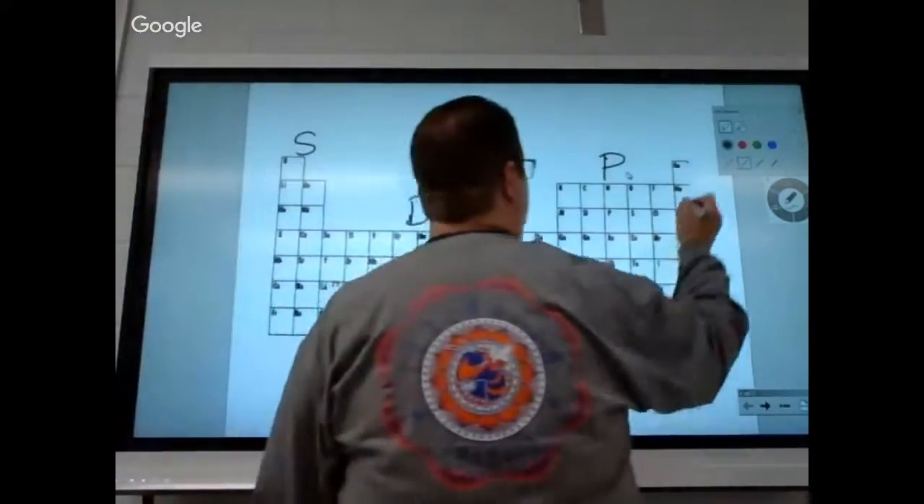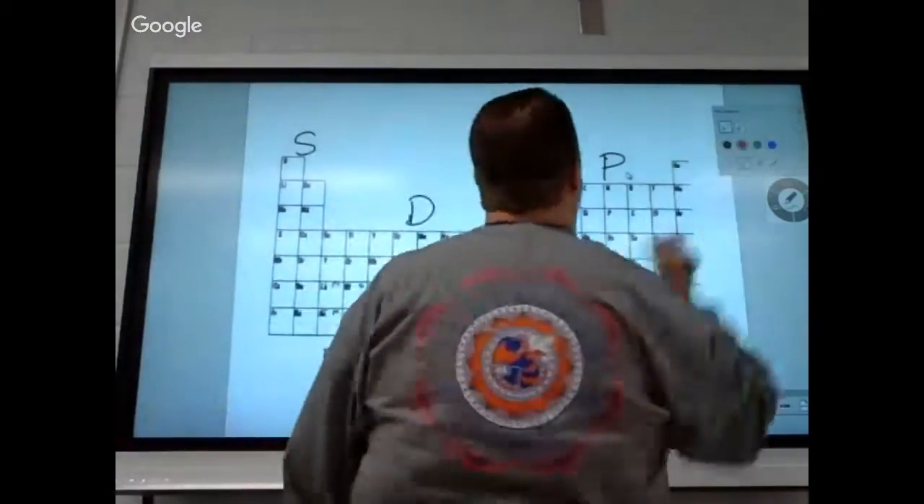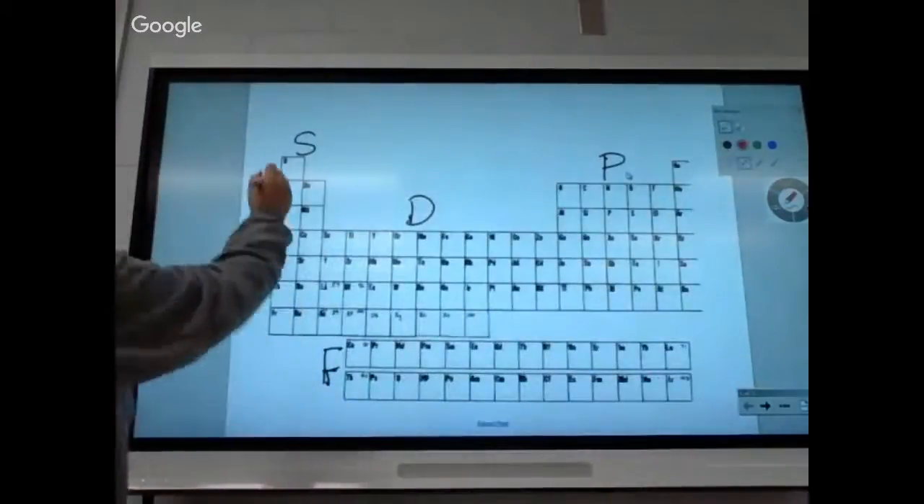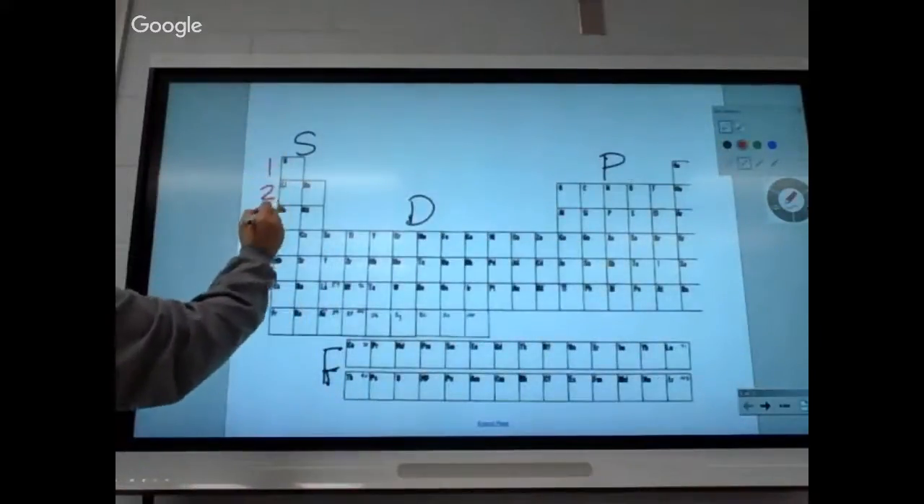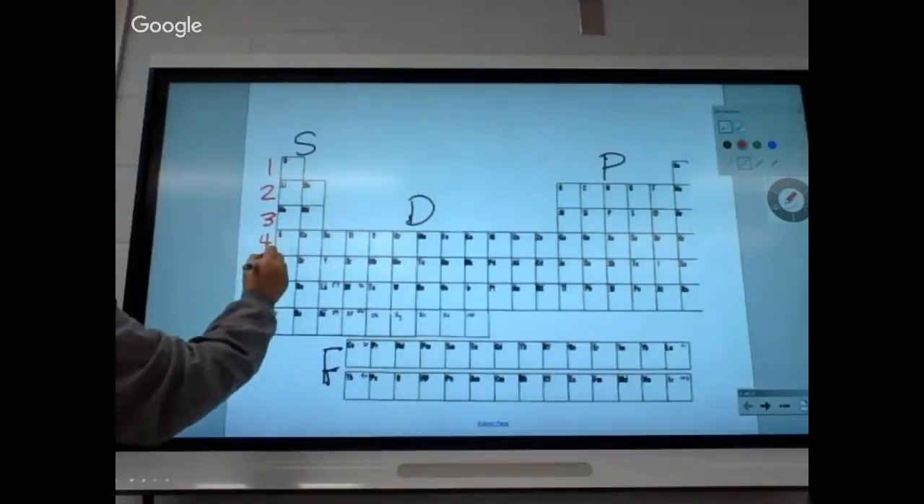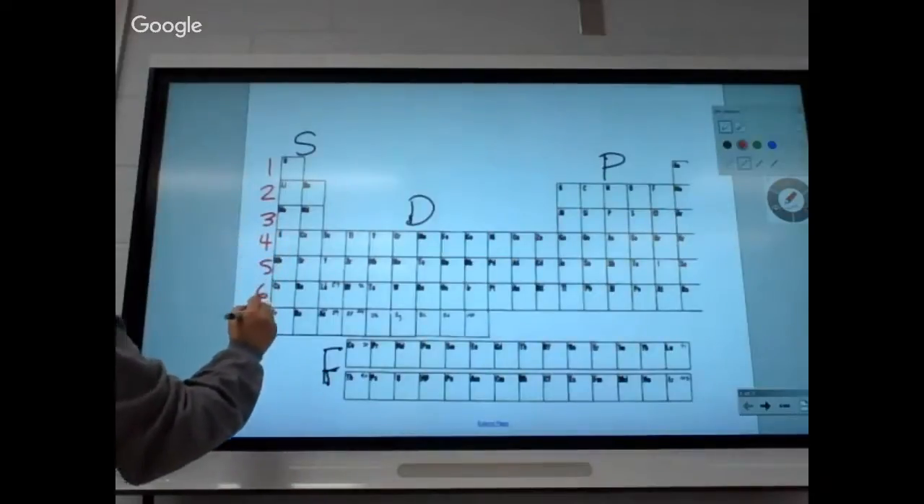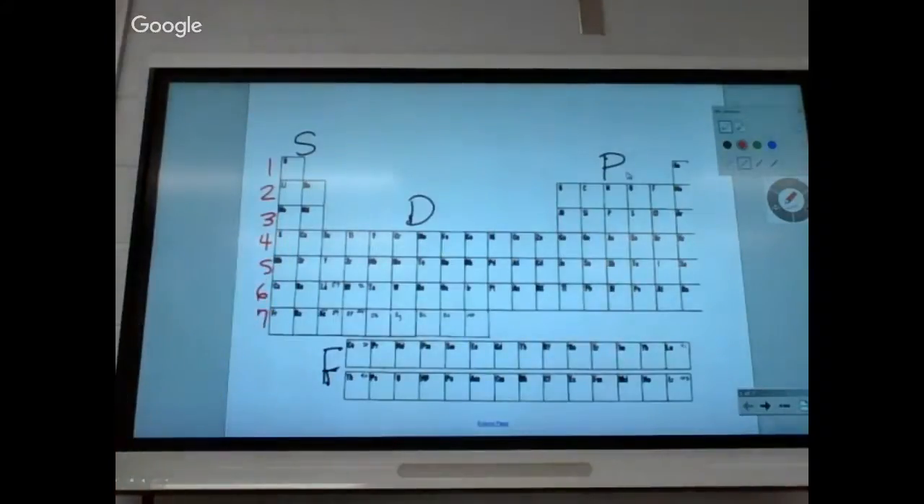All right, we're going to write numbers in. I'm going to put these in color. 1, 2, 3, 4, 5, 6, and 7. Okay. I got that?